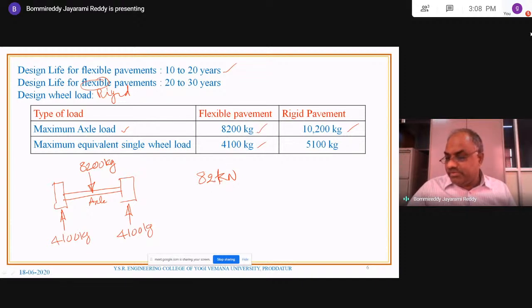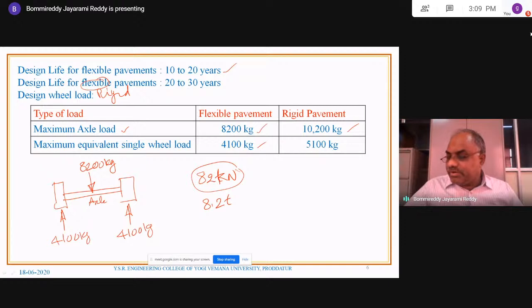Because we are now using the SI system, it's 82 kilonewtons, or otherwise it can be taken as 8.2 tons, as the standard axle load. We have to compare all other axle loads with only the standard axle load, because for all computations we use the standard axle load, and basing on this only we are going to find the various equivalent factors with respect to the standard axle load.